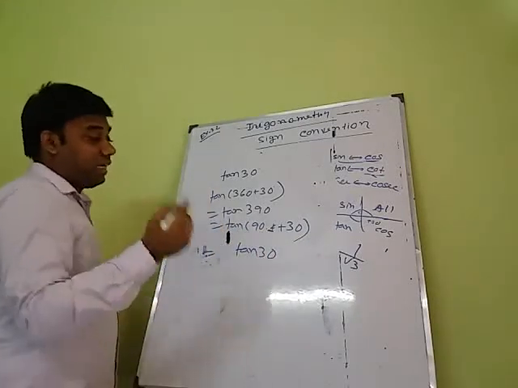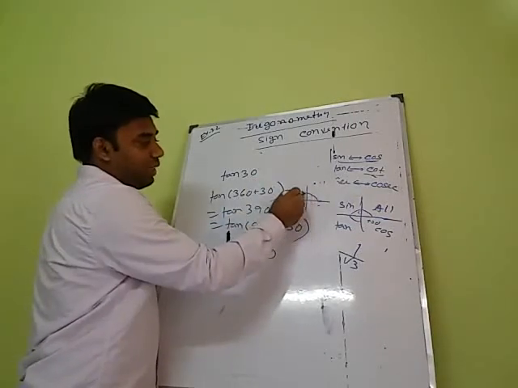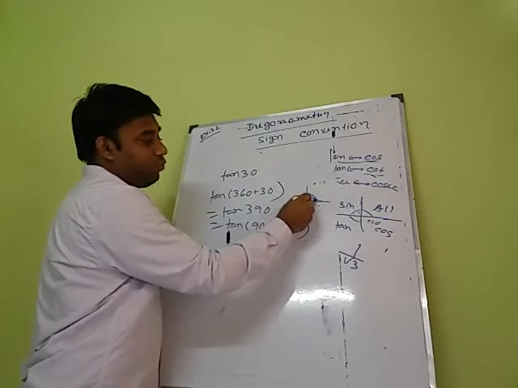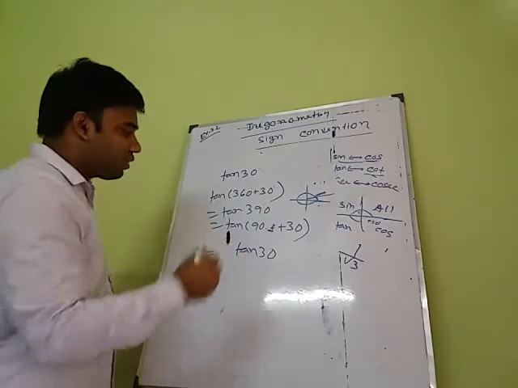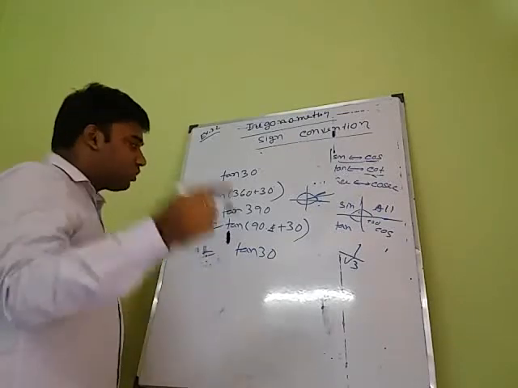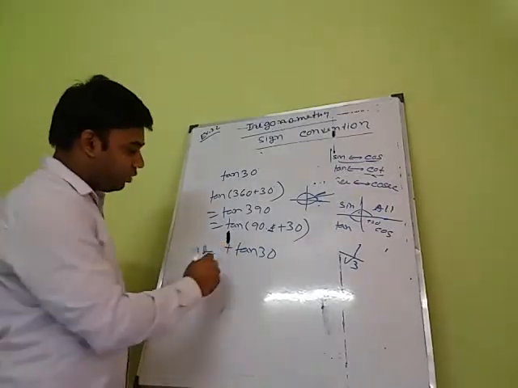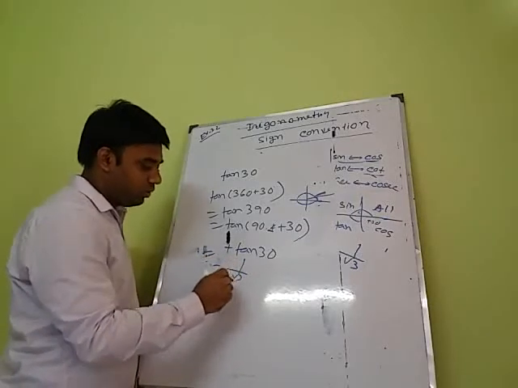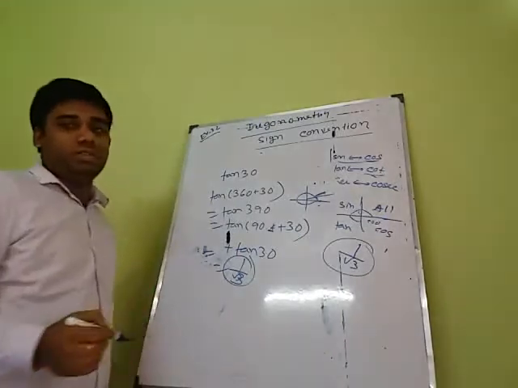Now the case is for the sign: 190, 290, 390, 490 plus 30 degree. Plus 30 means in this position, that is the first quadrant. The first quadrant is positive for all, that is the plus side, so tan 30 equals 1 by root 3. So the value is not changed.